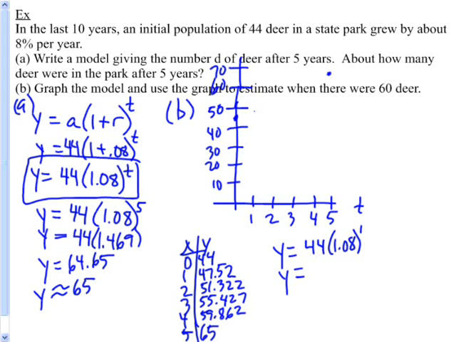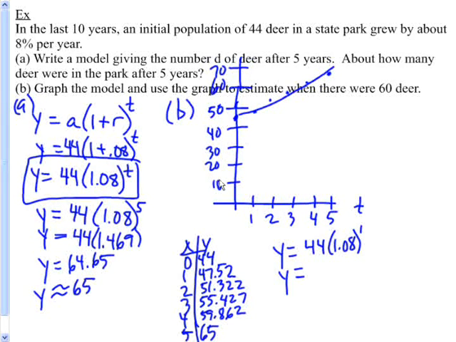So at 1, we got 47, a little above that. At 2, we got the 51. At 3, we got 55. At 4, we got that 60. So we're about 60 here. I didn't do this so great, but anyways, it's kind of like that if I was to draw that a little nicer with some graph paper. So that's the graph, the model. Now use this graph to estimate when were there 60 deer.